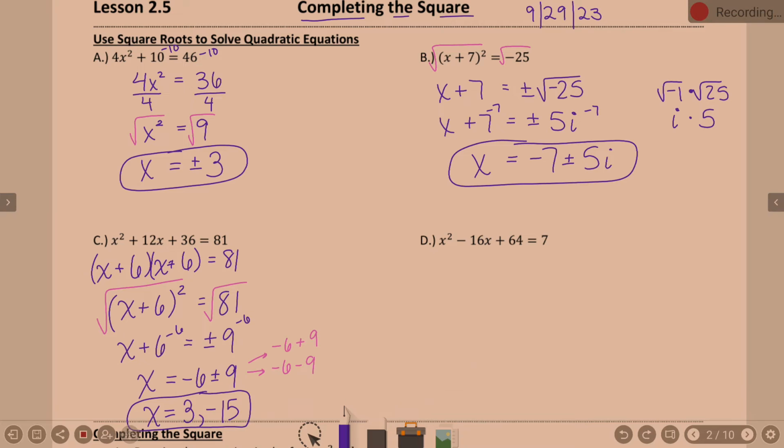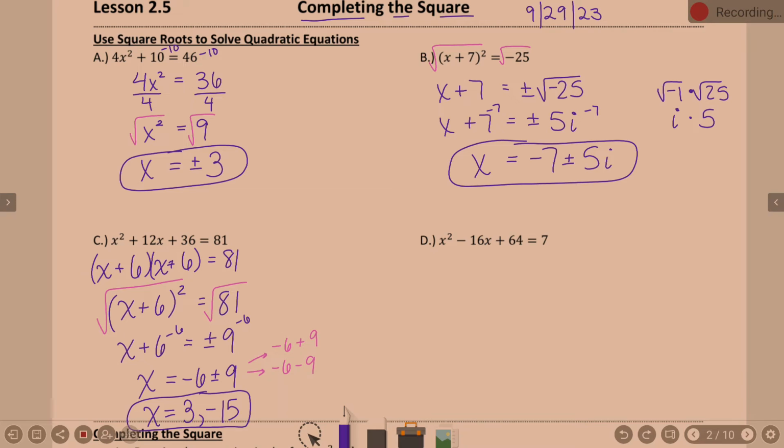Back. X squared minus 16x plus 64 equals 7. Does this left side look like it's going to factor as a perfect square? Yes. And here's my clue. I don't know if you caught it over here, but the square root of 36 also added back up to be 12, didn't it? That's kind of a check there.